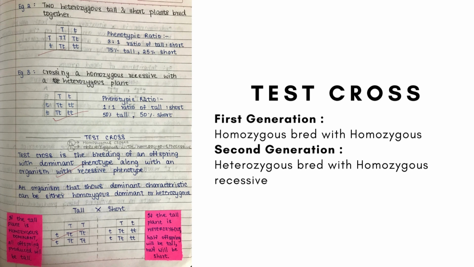In the second example, two heterozygous tall plants are bred together. So we'll get the phenotypic ratio 3:1. So there is 75% tall and 25% short. So out of this, there is one homozygous dominant tall plant, one homozygous recessive short plant, and then we have two heterozygous plants. The third example shows crossing a homozygous recessive and a heterozygous plant.